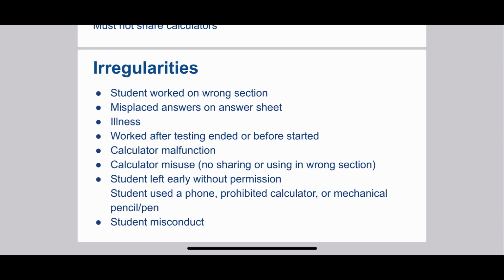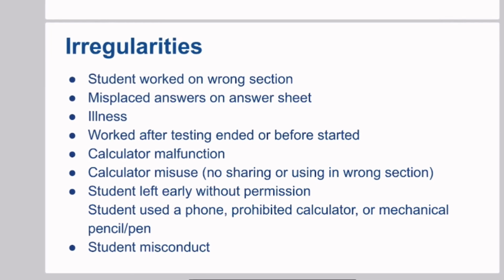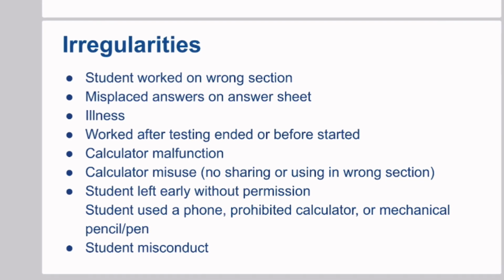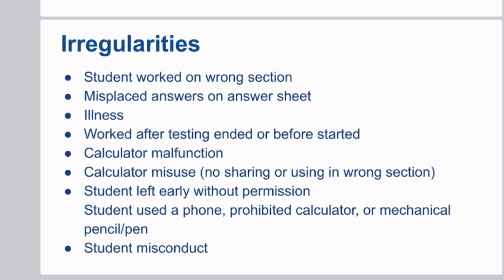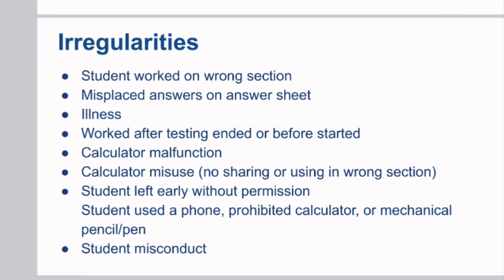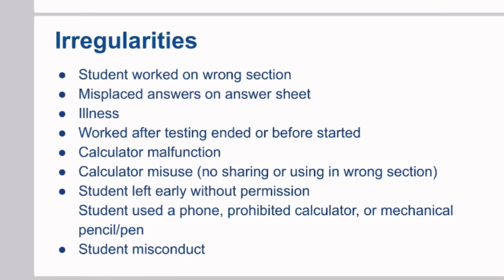Some irregularities that you might encounter: students could work on the wrong section, they could be bubbling their answer sheets in the wrong spot, they could be sick and throw up all over their test, their calculator could malfunction, or they could be misbehaving, using their phone or trying to cheat during the test. All of that is listed under College Board's irregularity section in Test Day Toolkit.